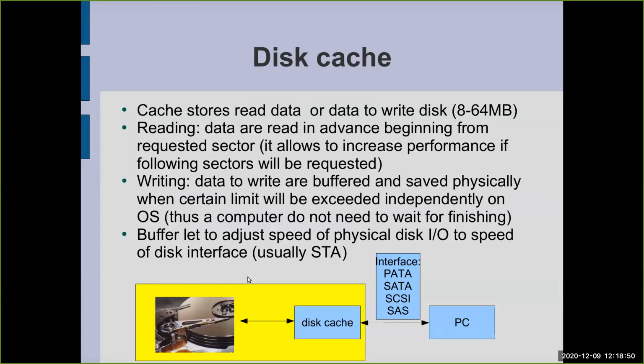So next to the hard drive, there is a hard drive controller, and there is something which is called a cache. Every hard drive has, in its specification, the cache size. So now I'd like to tell you something about cache. What is the average size of cache in a hard drive?